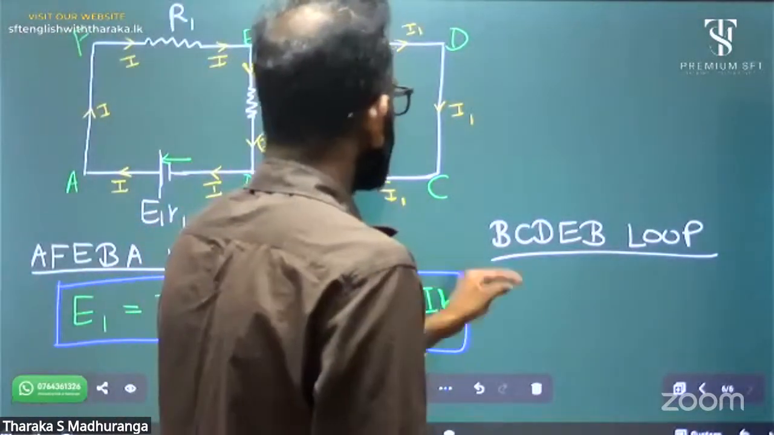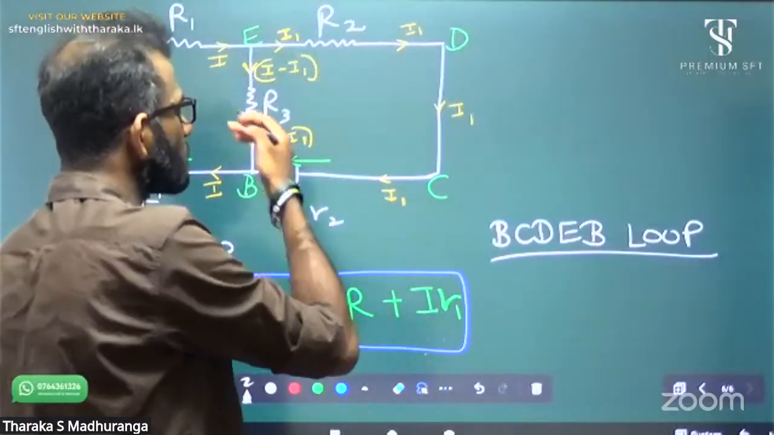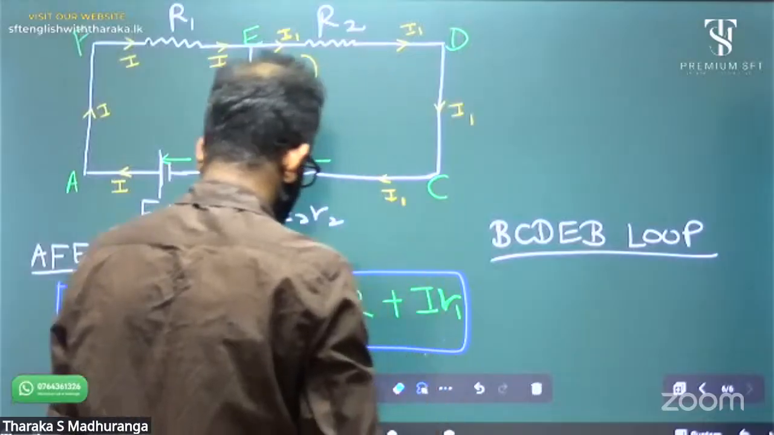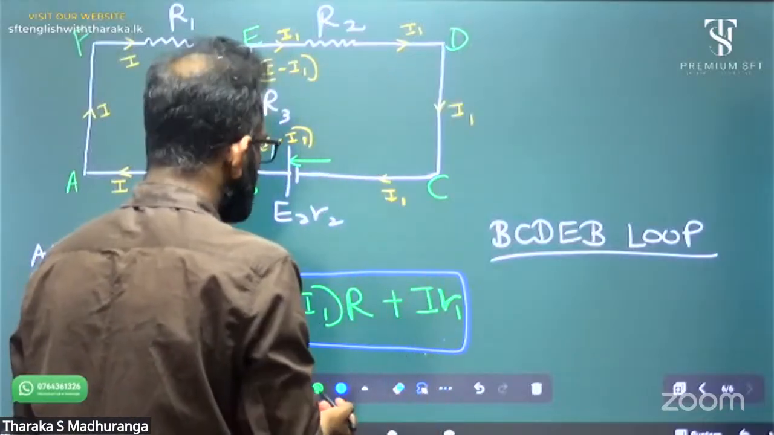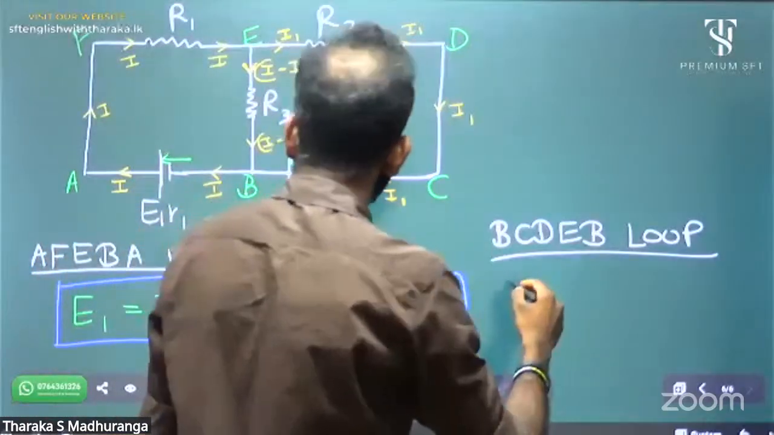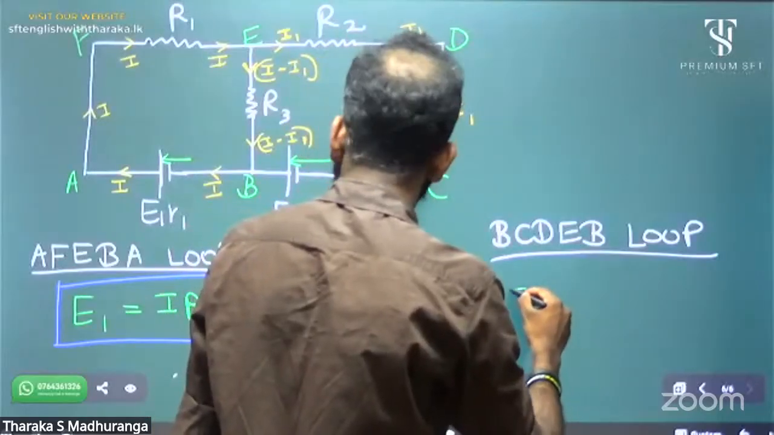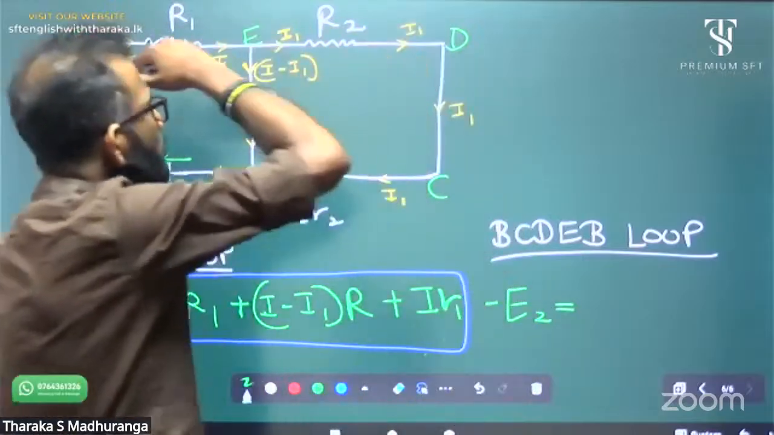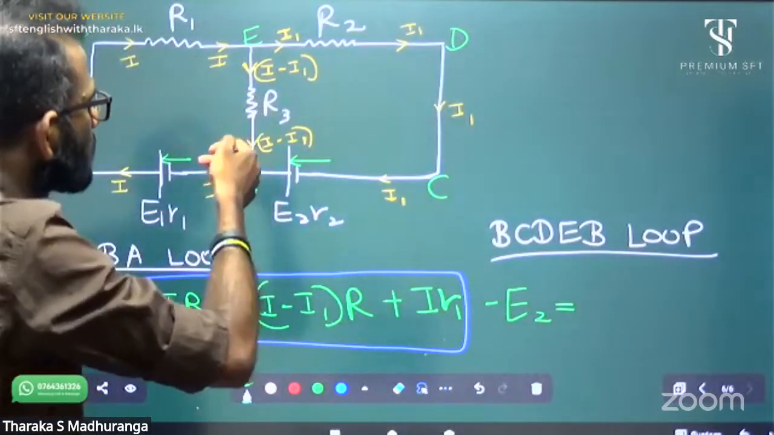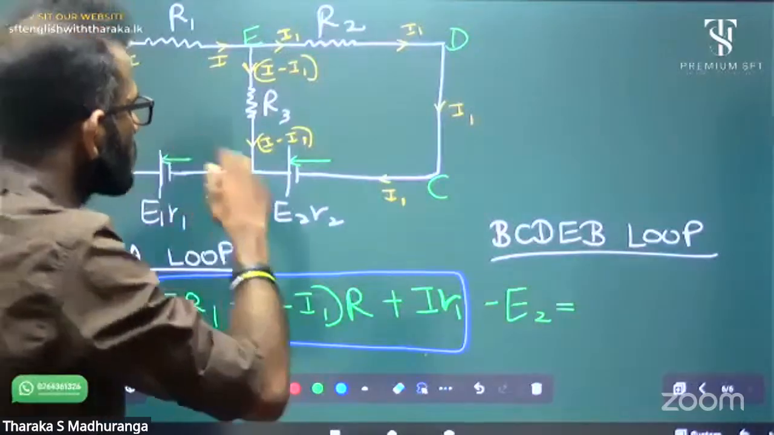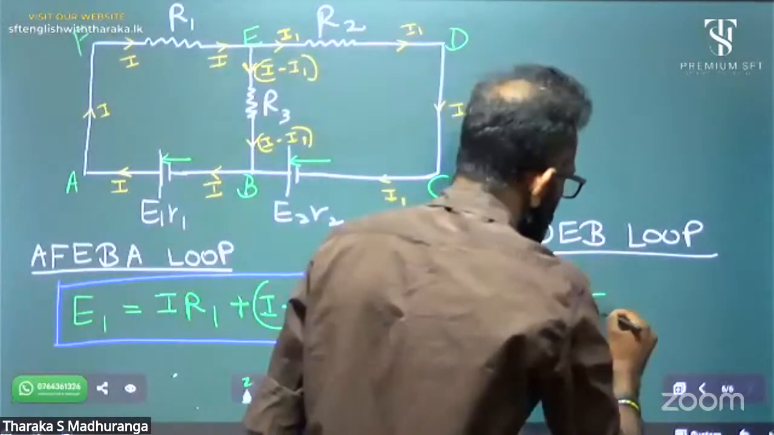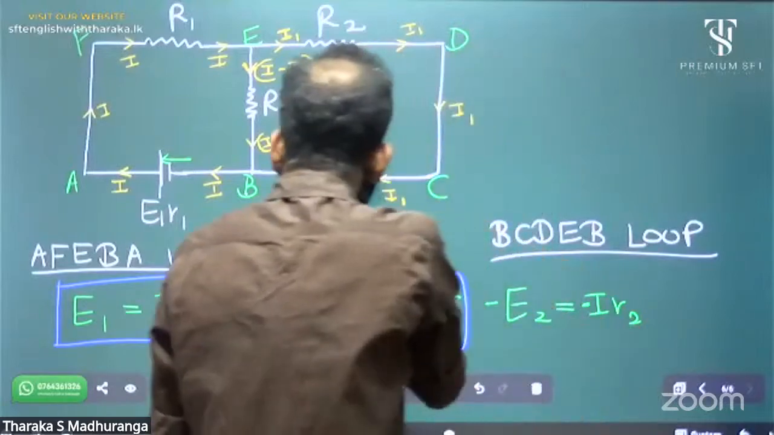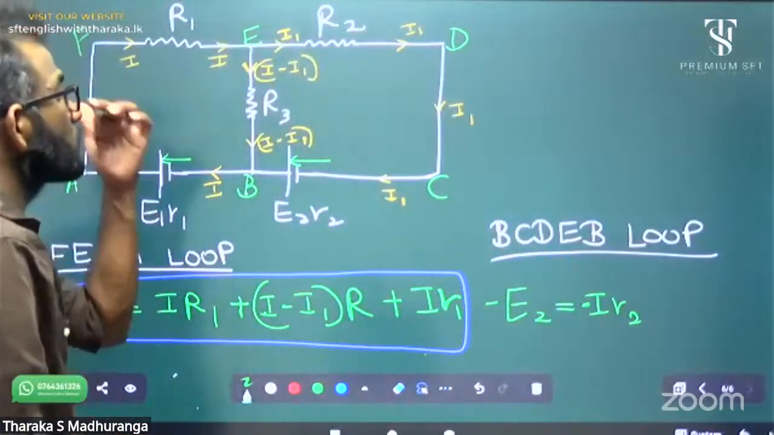Okay, I'm going to start B to C. There is a battery. It has a battery, but my direction and electromotive force direction are opposite. Therefore, it's E2 minus, equal, no any battery again. B to C: I R2, it is minus because my direction and current direction are opposite.